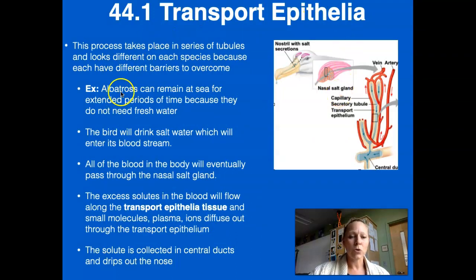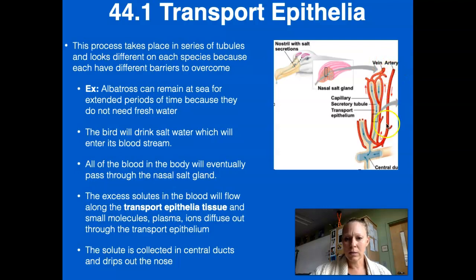One is the albatross. The albatross is very cool, a very big bird, with a 6-foot wingspan, and they can stay out at sea for long periods of time because they don't need to drink fresh water. They can drink the salty seawater, which is really cool. If you can picture this, they drink the salty seawater, it goes down their esophagus, into their stomach, and then it's absorbed into their bloodstream.